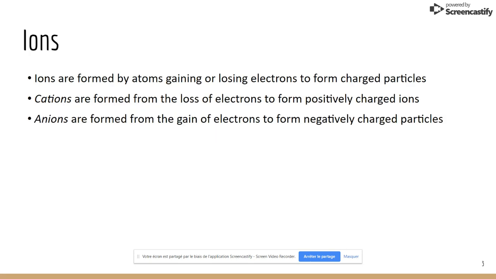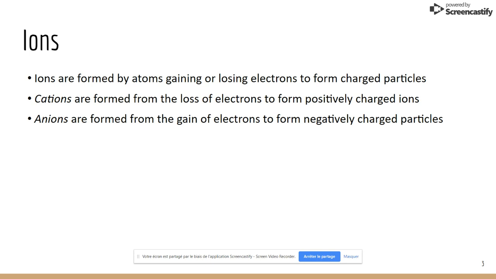Pause here. So we talked about ions a little bit last chapter. We're going to be talking about them a whole lot more this chapter. They are formed by an atom gaining or losing electrons. You cannot gain or lose protons. That would fundamentally change the identity of an atom.